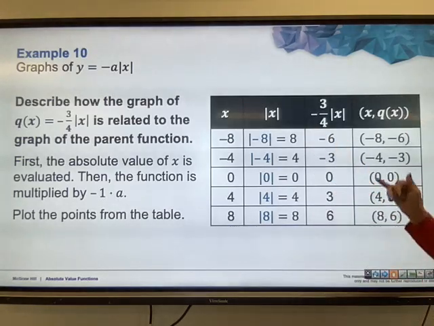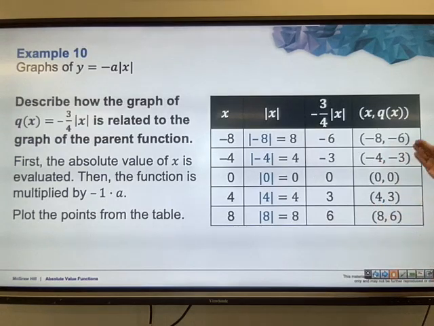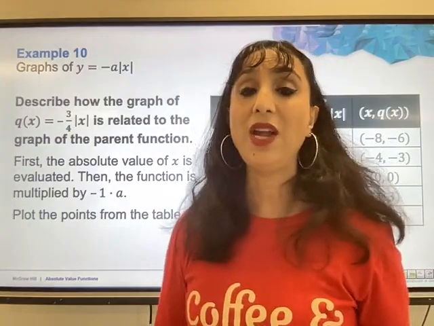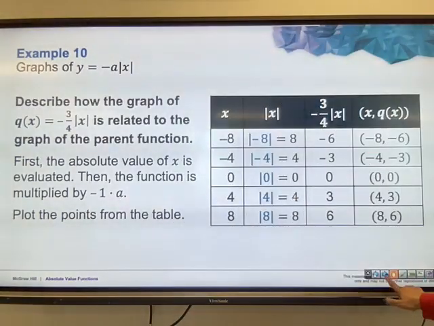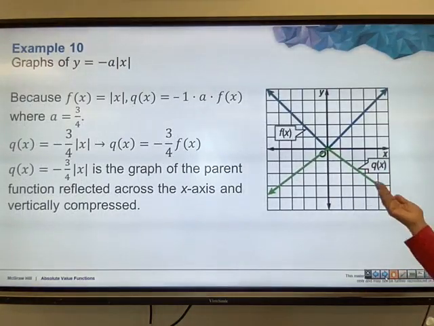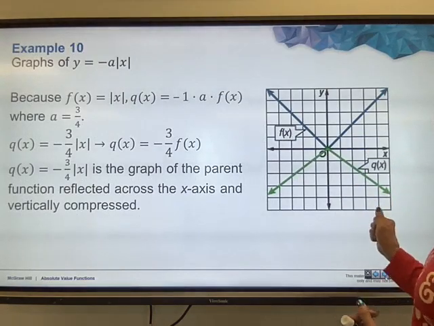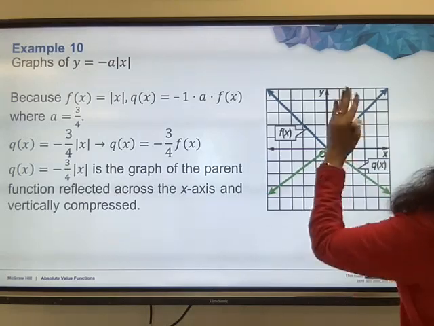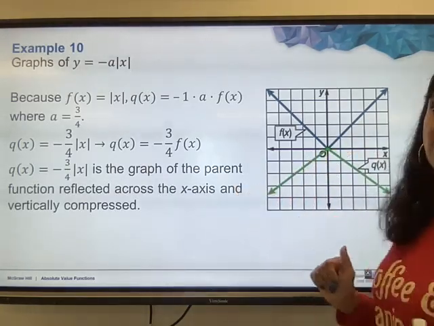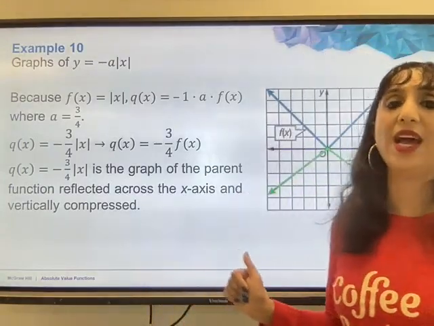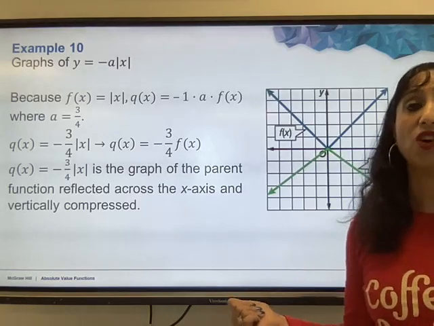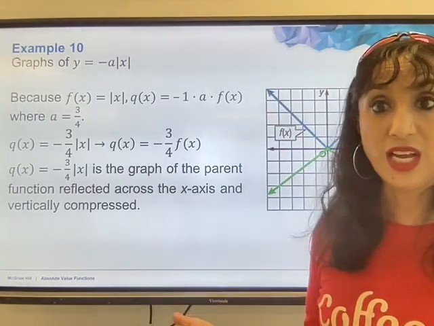And so I end up with these answers. And here I have my ordered pairs. So once again, I've created the tables for you in order to save us time. And now let's look at what the graph looks like. There we go. So again, upside down version. And then we do have 0, 0. But again, the graph is not as steep. It is more gentle like this. So it is more compressed. And so that is why this is the graph of the parent function reflected across the x-axis and vertically compressed.